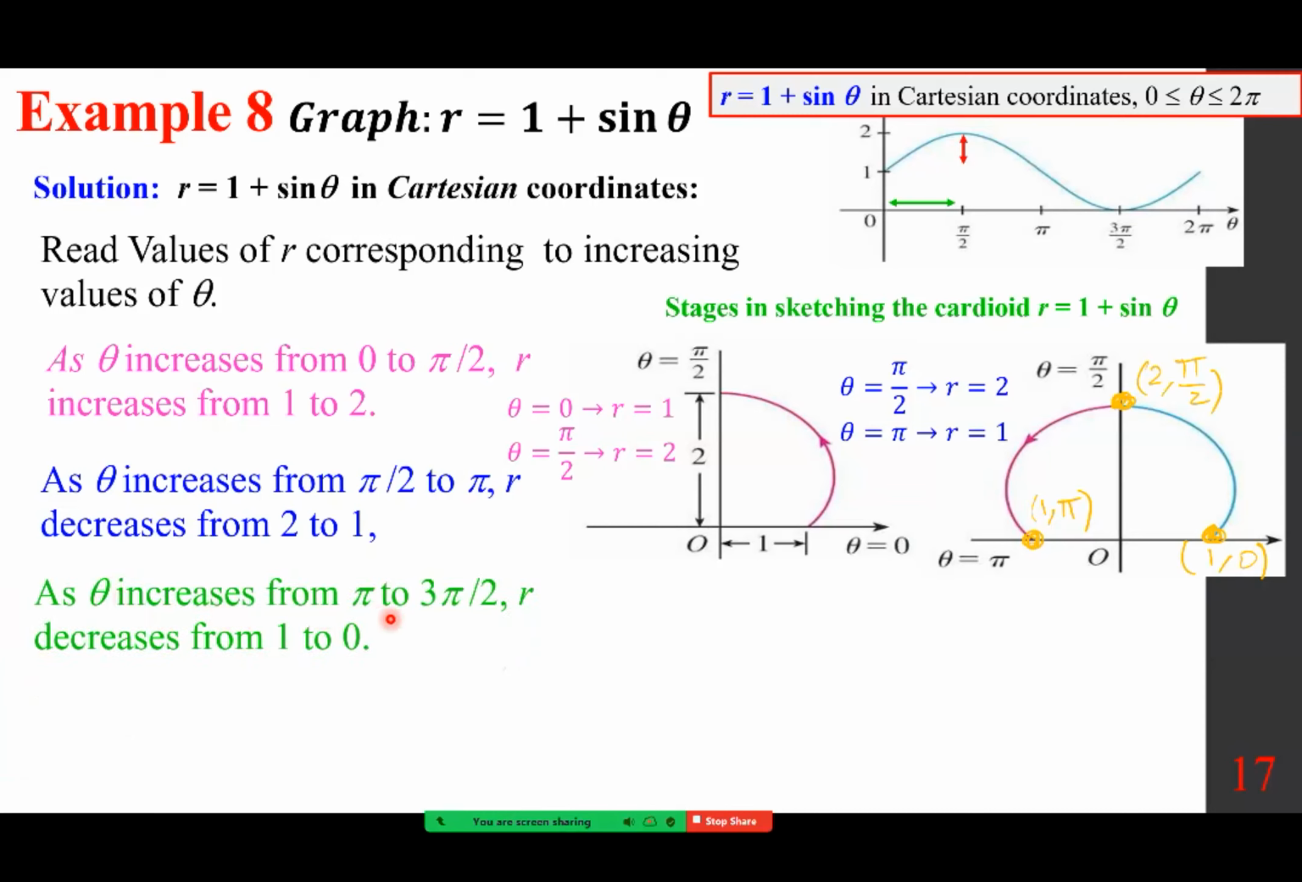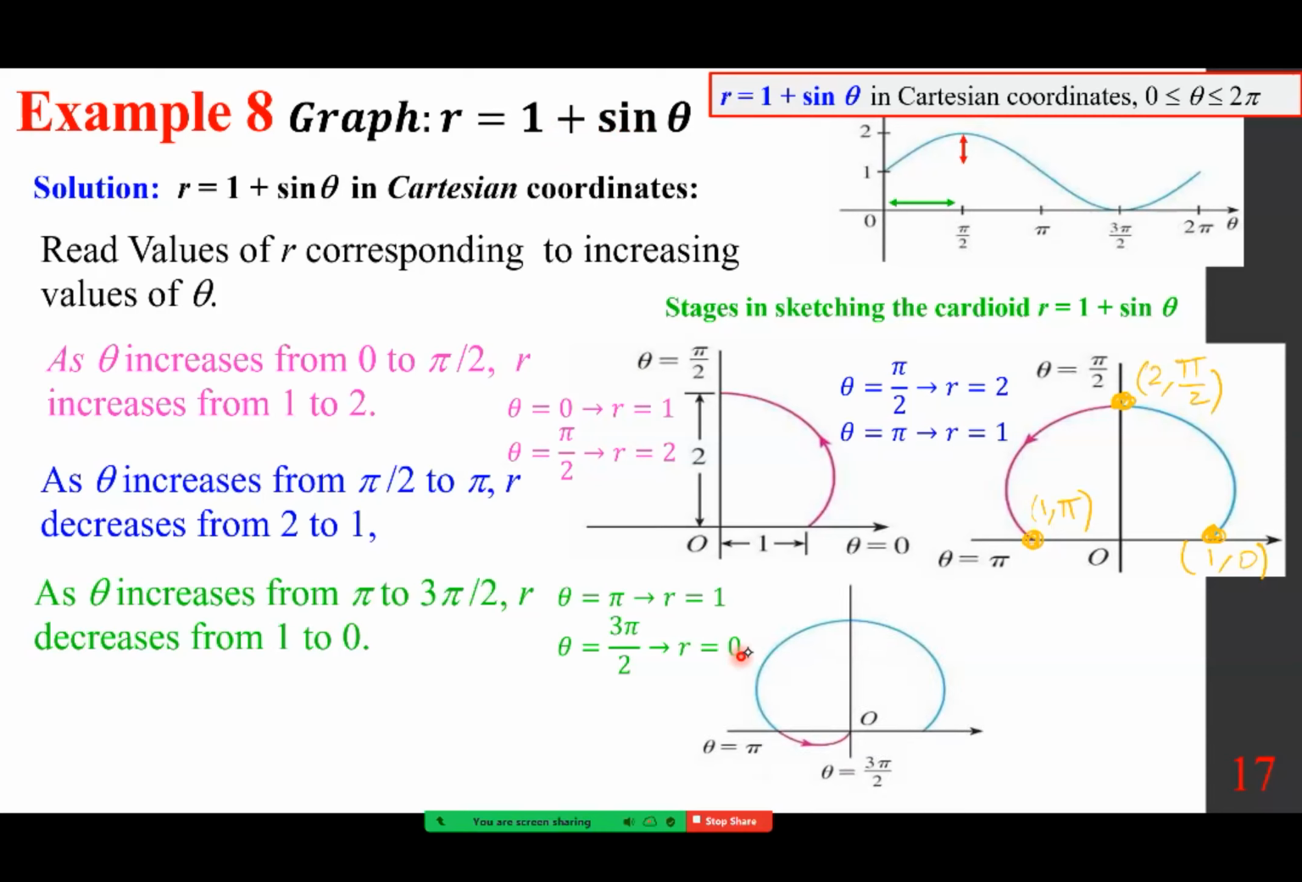As theta increases from pi to 3 pi over 2, R goes from the value of 1 to the value of 0. So when theta is pi, R was 1. What happens when we put 3 pi over 2? This is negative 1 with 1 adds up to 0.